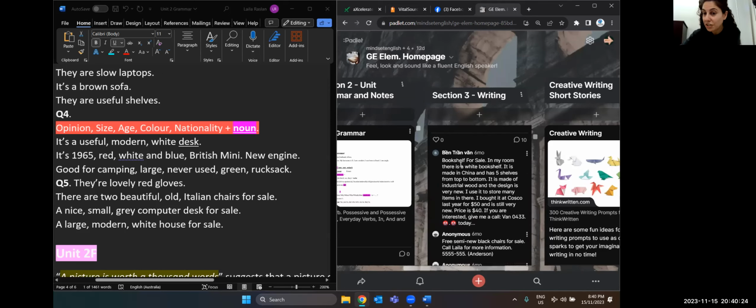So a bookshelf for sale. So make sure you have an introduction first. So you don't want to just write about it. You got to say what it is, you know, bookshelf for sale. And then she has a little introduction. In my room, there is a white bookshelf. It is made in China and has 5 shelves.